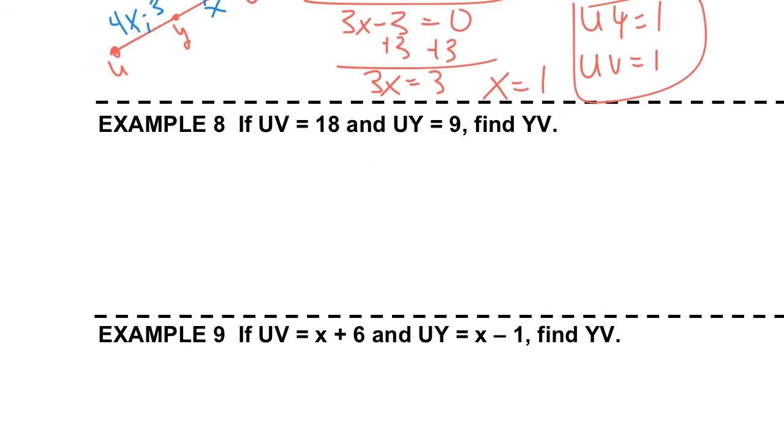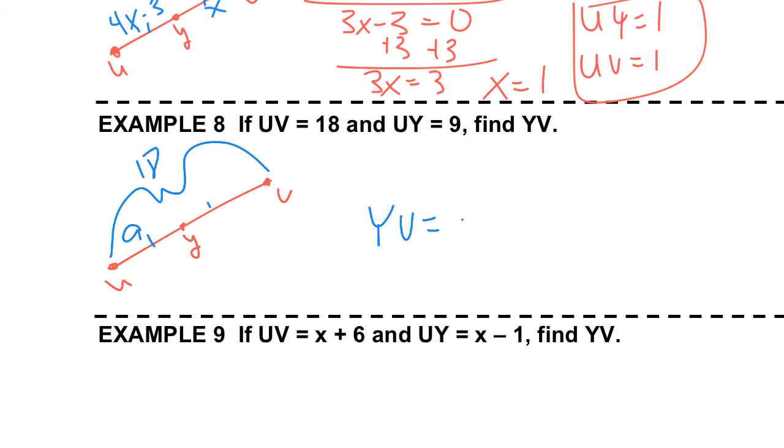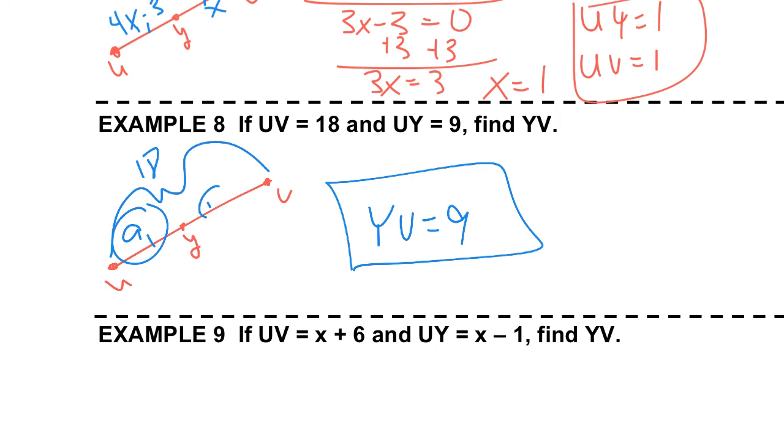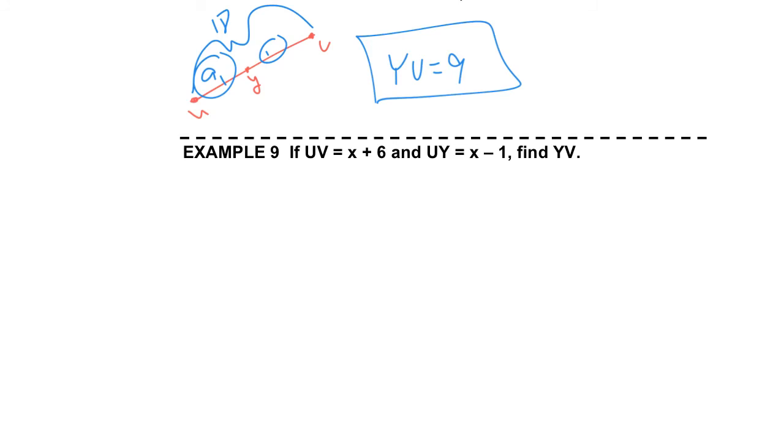Almost finished. It says if UV equals 18. So I better draw this one too. So there's U, Y, and V. And this time they're telling me that the whole thing is 18 units long. And they tell me that from U to Y is 9. It wants me to find YV. This one's really not any work at all. You should know that those are equal. 9 plus what equals 18? I'm going to go ahead and tell you that YV is equal to 9 if you hadn't guessed it. Now, you can set that up a different way. You could say that 9 plus YV equals 18, but I think that one's pretty self-explanatory.